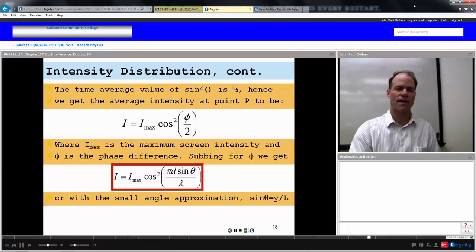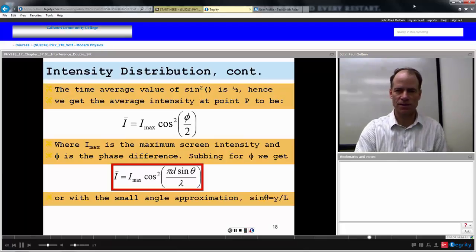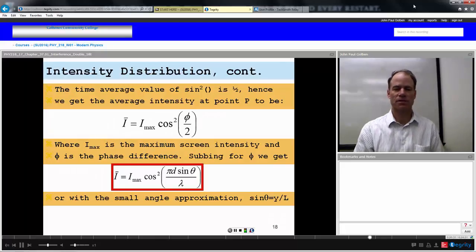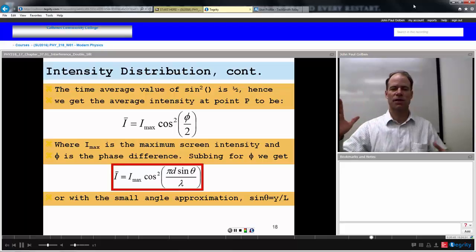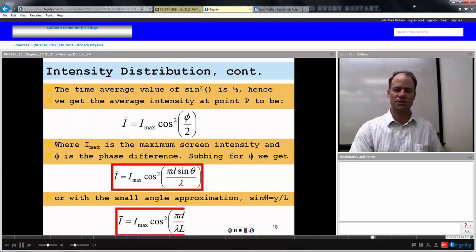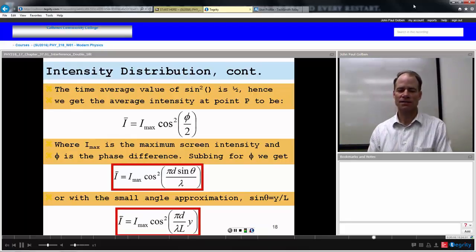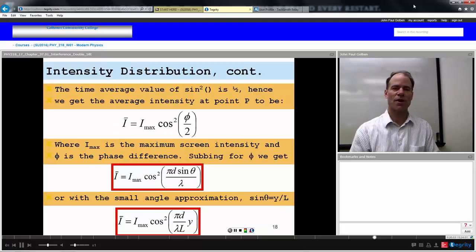Or if we use the fact that the sine of theta is approximately equal to tangent of theta, which is equal to y over L, the distance on the screen over the distance to the screen, we can say that our average intensity is I max cosine squared pi d over lambda L times y.